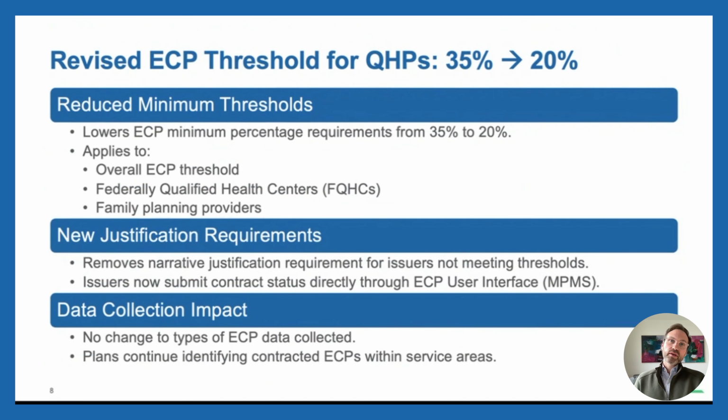And moving to one of the final slides here, in the essential community provider threshold, CMS is lowering it from 35% to 20%. We've seen them lower this before. It's been at 30% in the past. It's been at 20% in the past. They're lowering that, and they're also removing the justification requirements. They're removing the narrative requirement, and now issuers are submitting their contract status directly in NPMS. And there's going to be no change in how CCIIO is collecting this information in the ECP data that's collected in the ECP NA template.